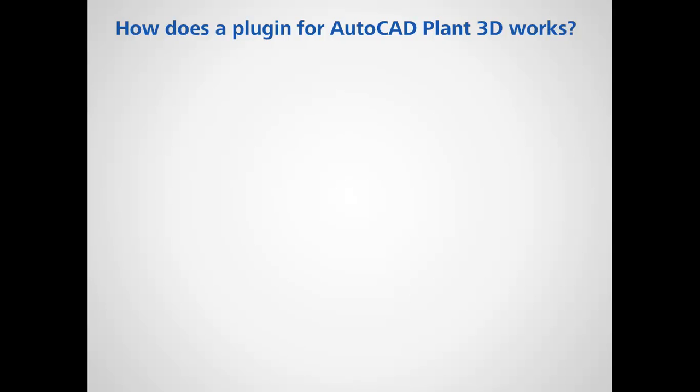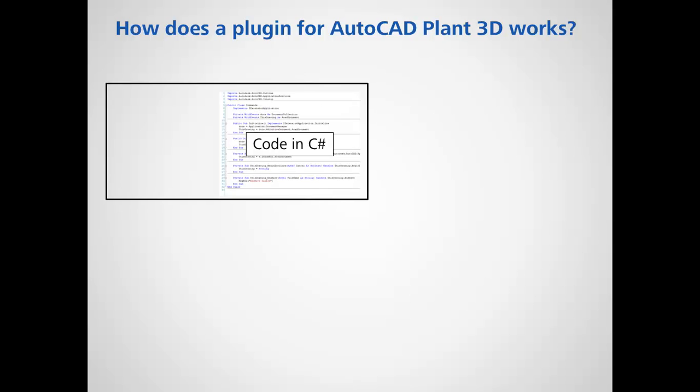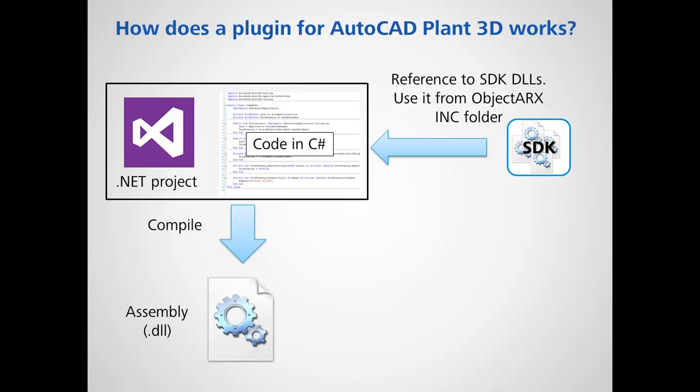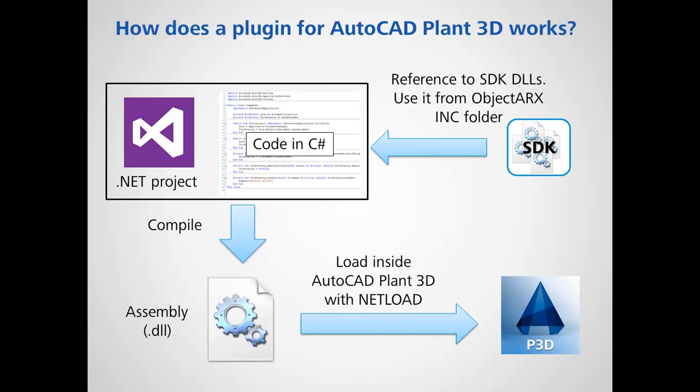So how does a plugin for AutoCAD Plant3D work? Well, we have a code in C# and we're going to use that code inside the .NET project. The .NET project includes all the references for the AutoCAD and Plant3D DLLs. Once we have the code, we can compile that code into a .NET assembly, which is a DLL. Then finally, we NETLOAD this DLL inside AutoCAD Plant3D.